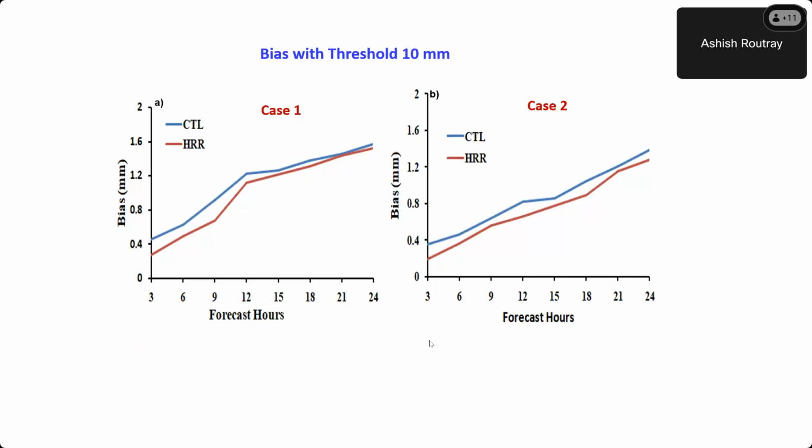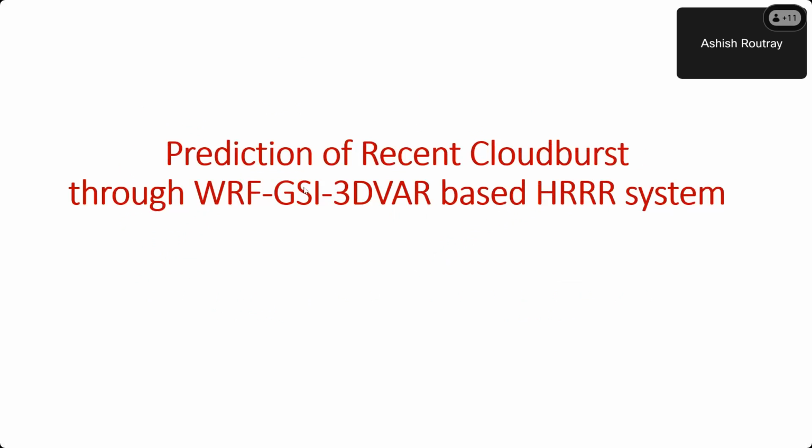For bias at the same threshold of 10 millimeter, you can see our forecast hours up to 24 hours. In both cases, we see that after 16 or 18 hours, the reflectivity and radial velocity assimilation system, the HRR system, comes to the control run. That means the radar observations have an impact on the short forecast, not the longer forecast. This is the message we are getting from the HRR system. And this is a distant cloud burst, and this is what I already told, the NSUM based HRR system.